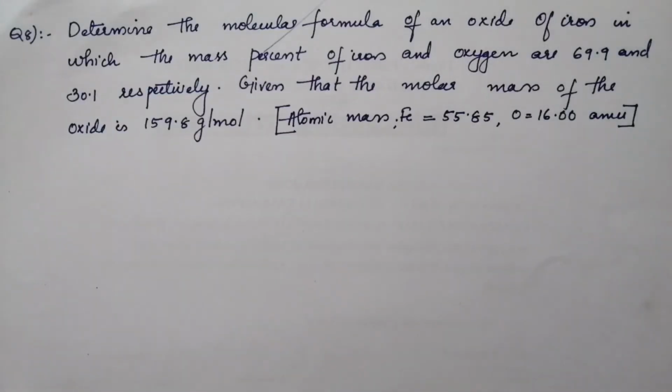Question number 8 says, determine the molecular formula of an oxide of iron in which the mass percentage of iron and oxygen are 69.9 and 30.1 respectively. Given that the molar mass of the oxide is 159.8 gram per mole. The atomic mass of iron and oxygen is also given in the question.